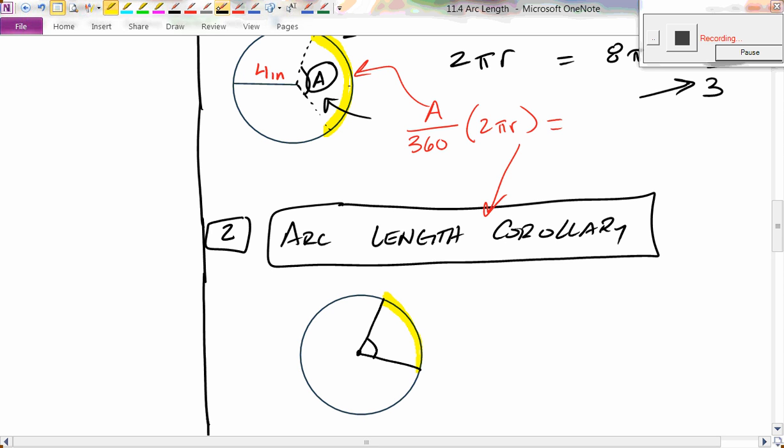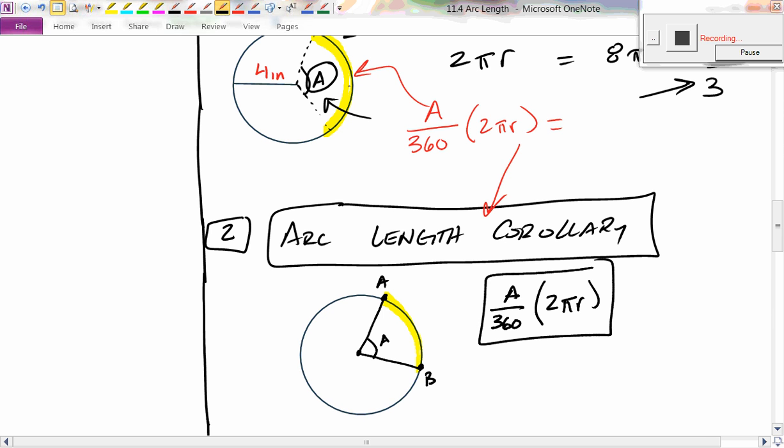So if I'm trying to figure out the arc length from, let's say, A to B here, and I call this angle A, I take angle A and I divide it by 360, and then I multiply by the total circumference, which is 2 pi r. So what I have here is an arc length corollary, and that will give me just this little piece, the arc length there.